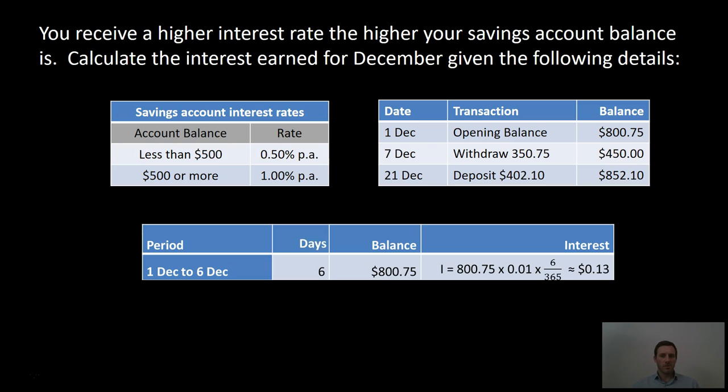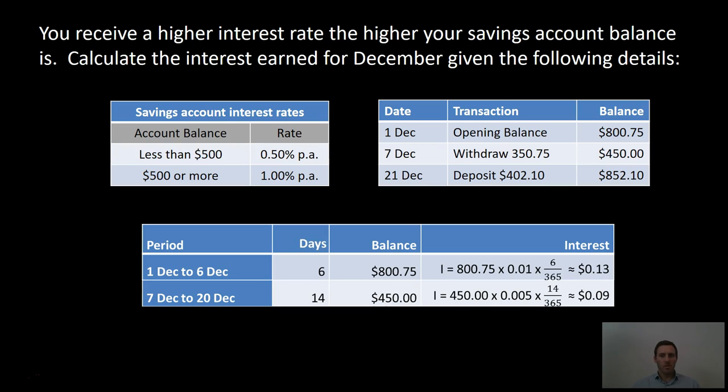Again, to calculate the interest, we use the simple interest formula. P is the balance, I is the interest rate as a decimal, and N is the fraction of a year, which is your days divided by 365. This time you must pick the correct interest rate based on the balance. The balance of the account is above $500 for the first period, so we use 1% or 0.01 as a decimal. The first period earns 13 cents.